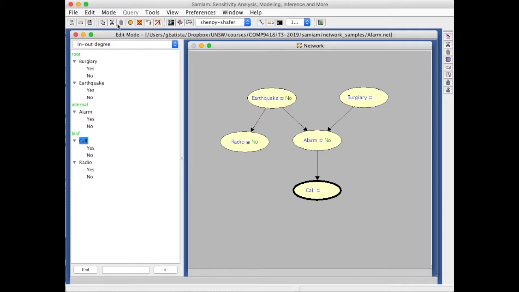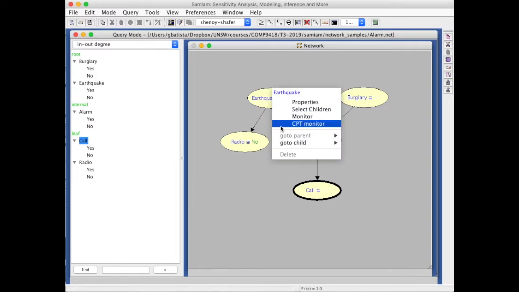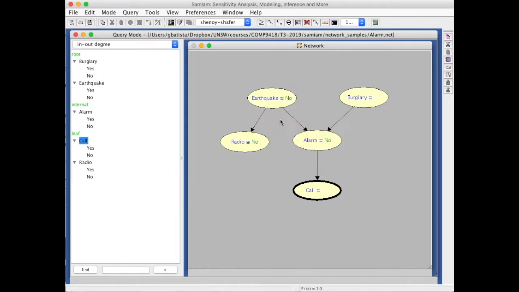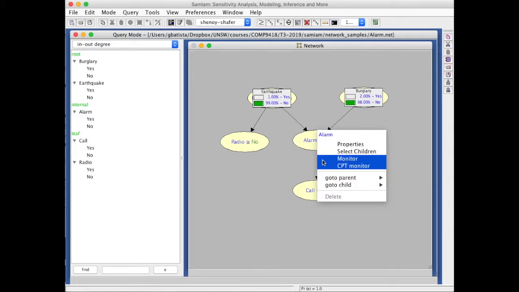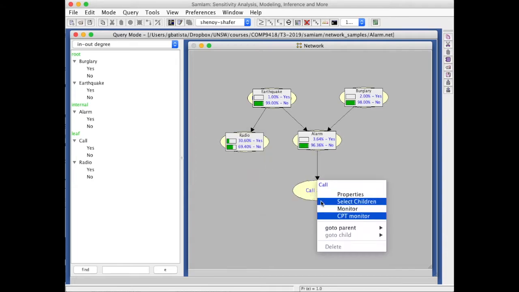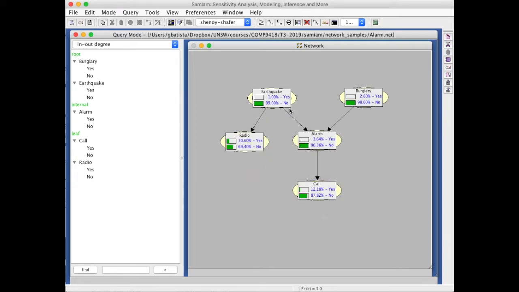So these are the variables, and we can switch here to query mode. Something that I like about this software is the fact that we can have these monitors here. The monitors show us the probabilities of each node. Here on the top, we have just the priors. So earthquake is 1%, burglary is 2%. For the remaining nodes, where we don't have priors, we have conditional probability tables, so we have to do a little bit of inference. For radio, we have around 30, for alarm around 3, and for call around 12.